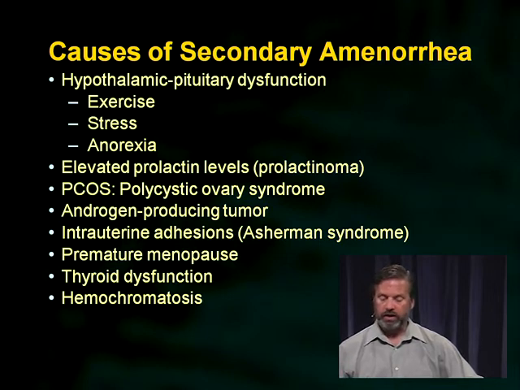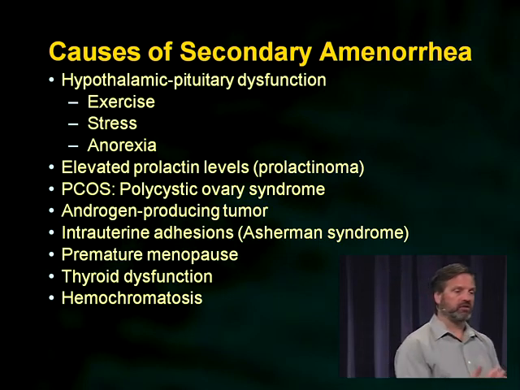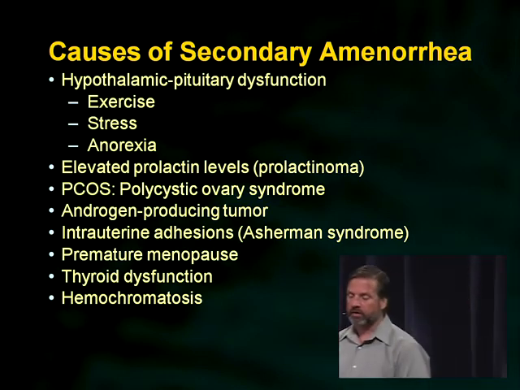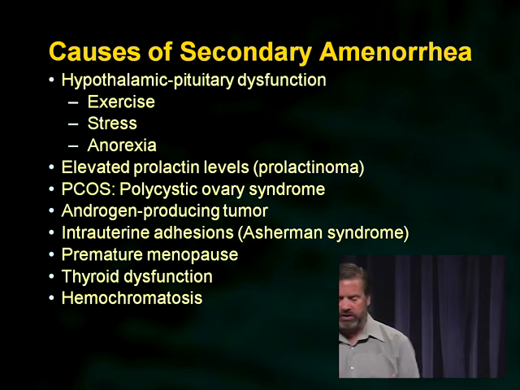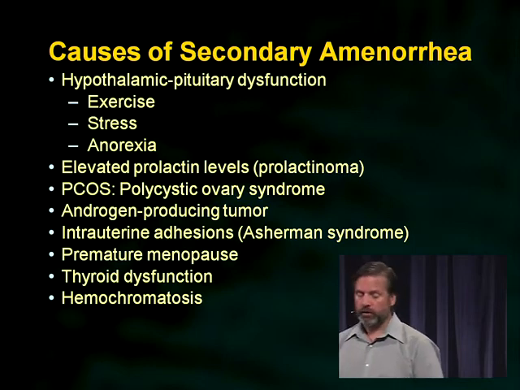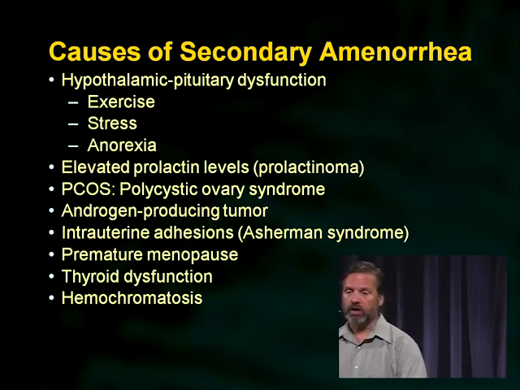For secondary amenorrhea, this is where the patient has established a regular cycle and then stops having regular cycles. You need to think about things that might have changed. And so some of those things that might have changed are the level of exercise that the patient engages in, the amount of stress, anorexia. You know, one of the hallmarks of anorexia is the loss of menses, right?